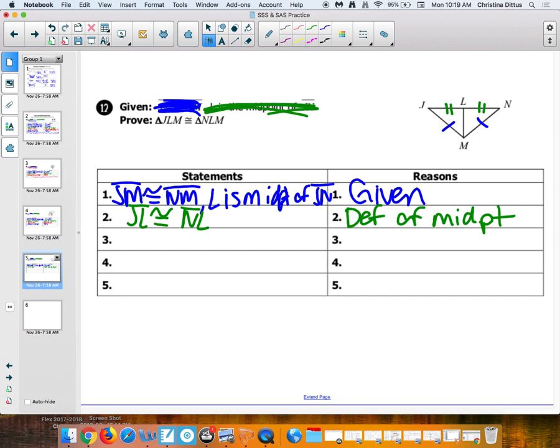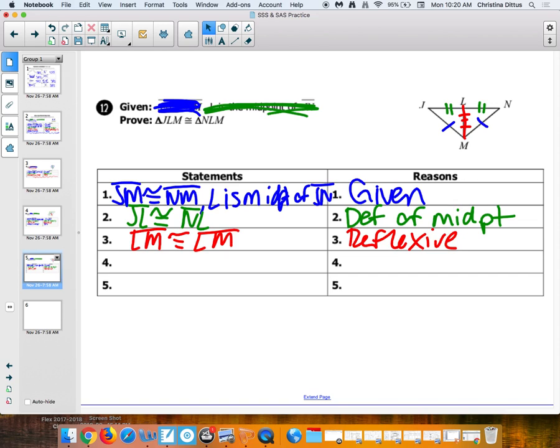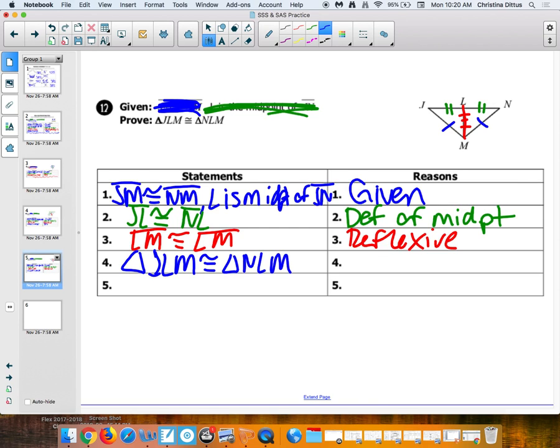Given is all gone. What's my picture tell me? LM equals LM. Reflexive. Am I done? Well, yeah, kind of. Proof part. Triangle JLM is congruent to triangle NLM because of SSS.